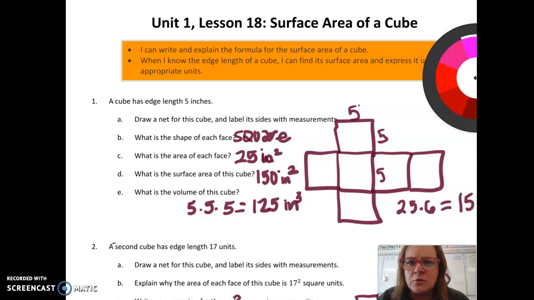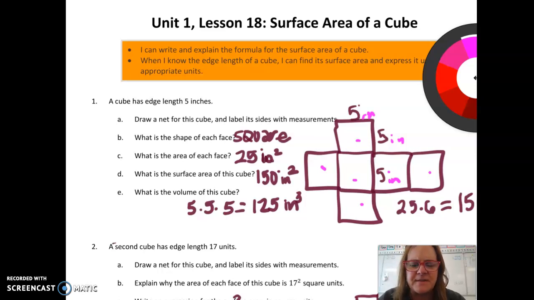We know that a cube in number 1 has an edge length of 5 inches, and we're asked to draw a net. So just make sure when you check your net that you are accounting for all 6 faces of the cube and that all the faces are a square. So when it says to label the sides, here I need to write inches, but as long as you're labeling the length, the width, and the height, you're good to go. So the shape of each face is a square.